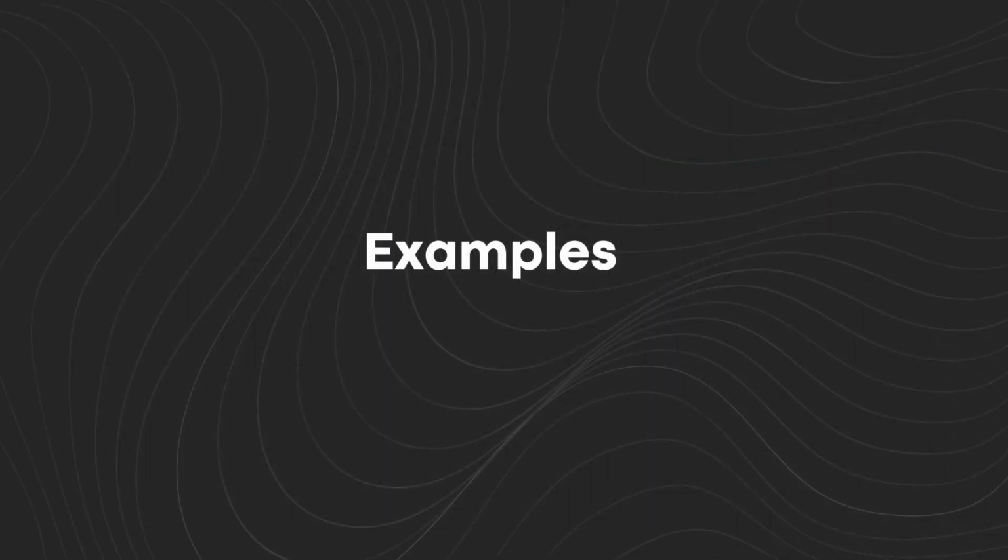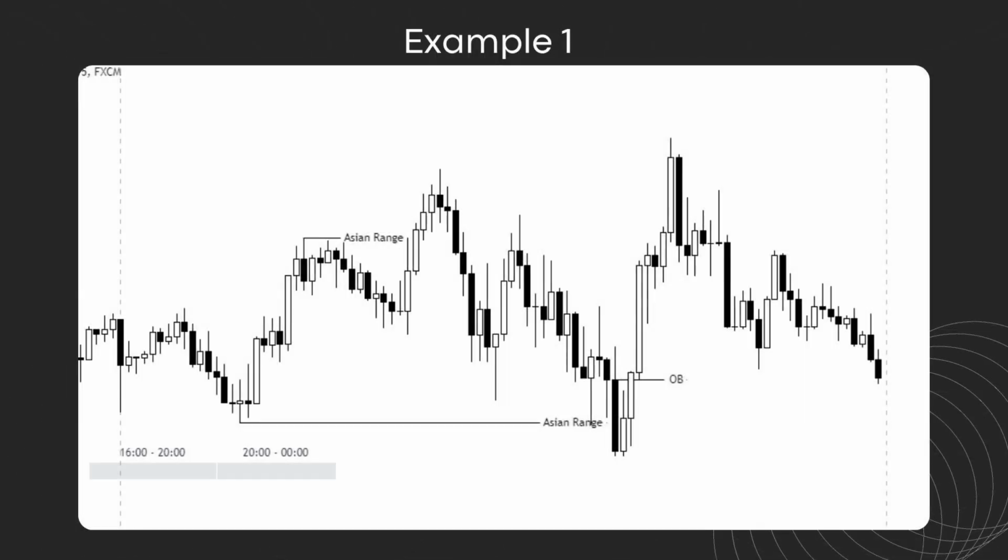Now let's look at some examples right here. Here we've got an example from last week. Now right here you can see these times: the CBDR range time and the Asian session range timing, right? You can see that this price action was formed during this particular key time. So what we're going to do is take the highest high and the lowest low formed during this time, and that would be our Asian session time range, right? And specifically our time range.